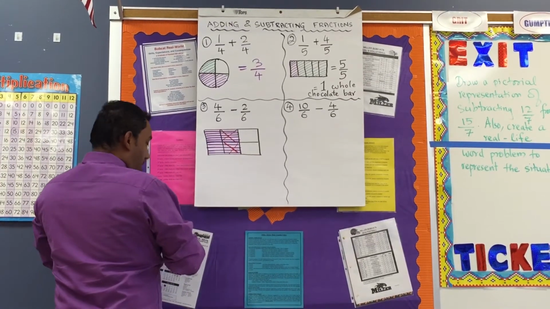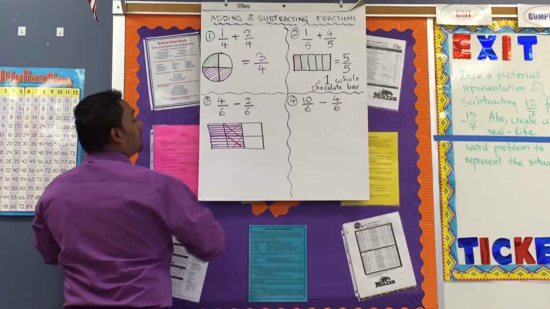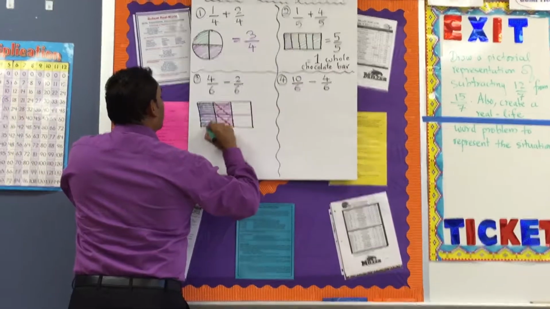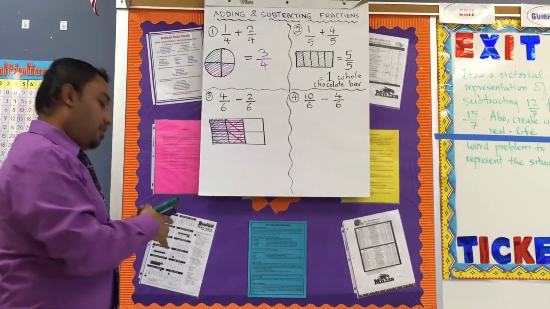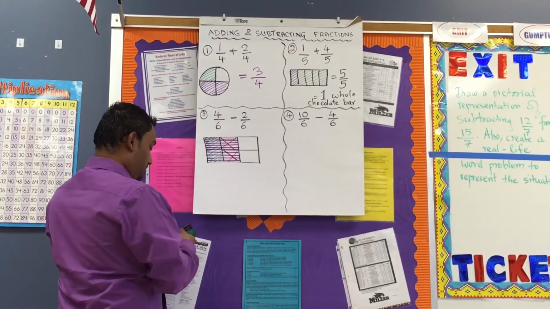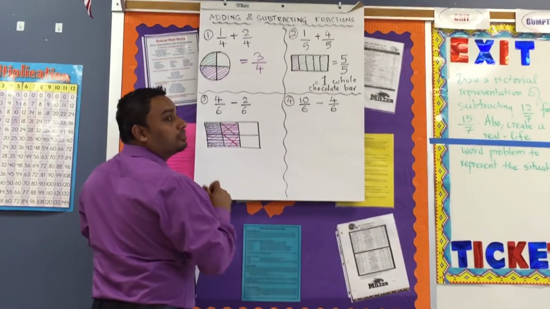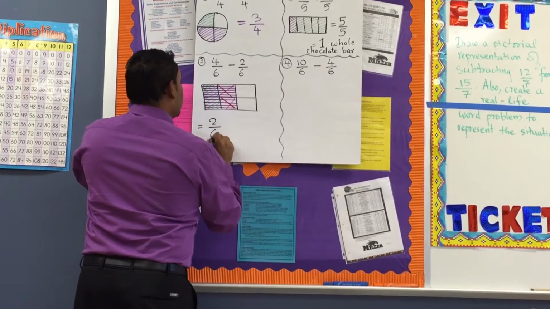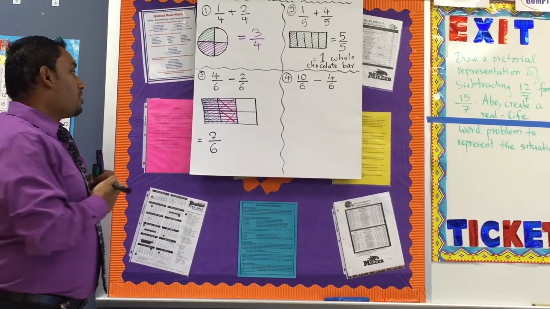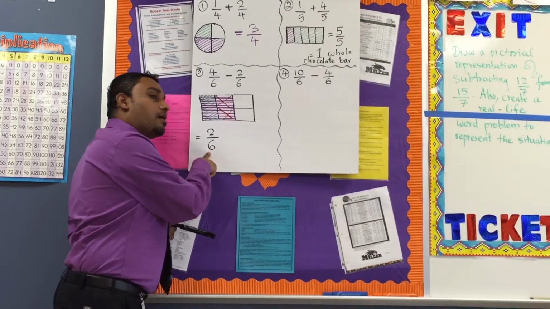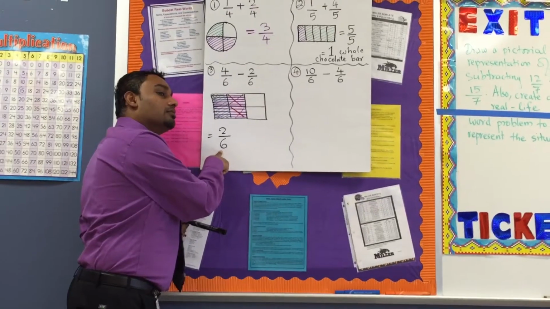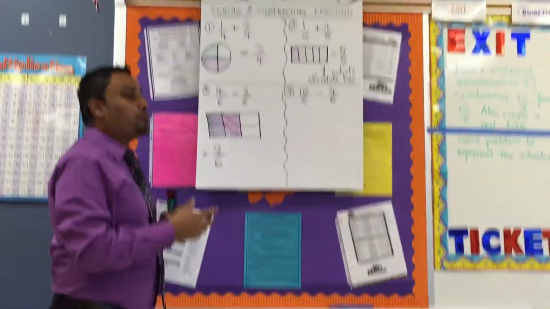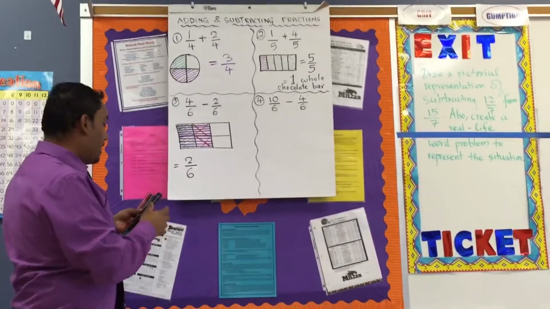That's gone. So what's left, Shania? 2. We have 2 left right here. So what's your final answer, you think? Shania, what's your final answer? 2 over 6. Now, Hannah, what do you think? This answer says 2 over 6. Should I stop right here? No. Simplify. Always, always, always, the last step will be to simplify. Simplify it by dividing by a common factor.